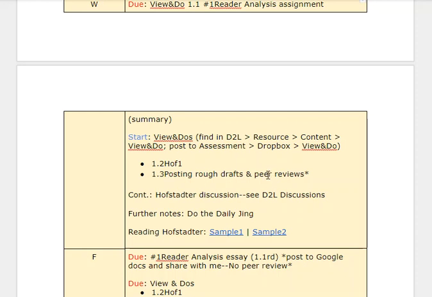1.3 is a procedural view and do worth 2 points, and you just need to write a couple sentences as a summary of that. Here I put some samples of a reading of Hofstadter. The first one is my example, and the second one is a student example that I've taken from a paper. So let's look at my example for a minute.